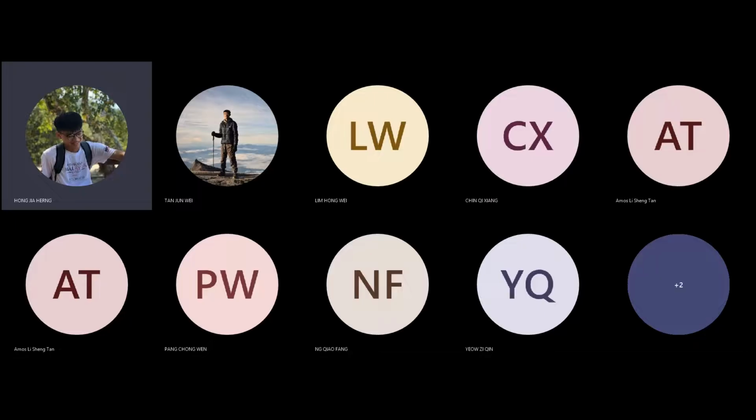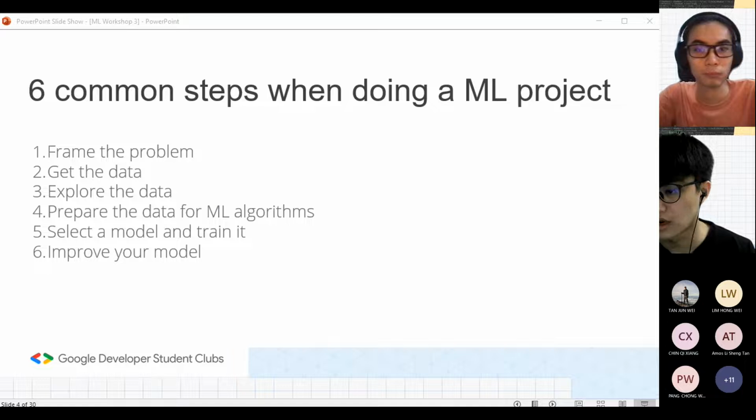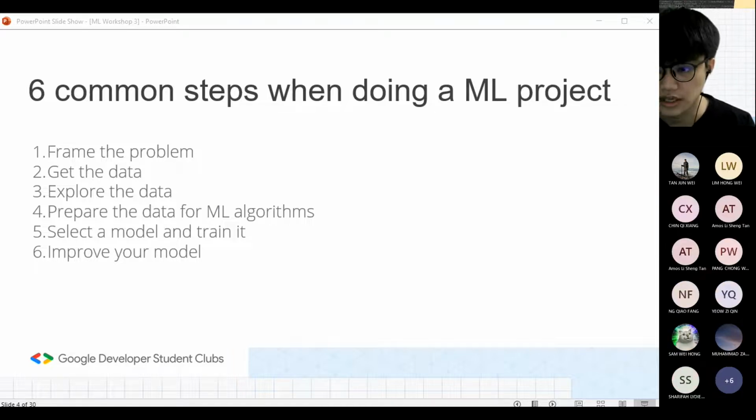So now let's get started. There are 6 common steps when doing an ML project. The first step is to frame the problem, which means that we have to know what we are going to do. Is it a classification task or a regression task?